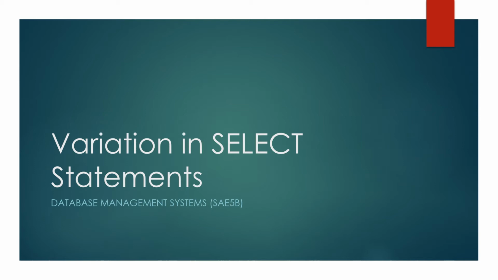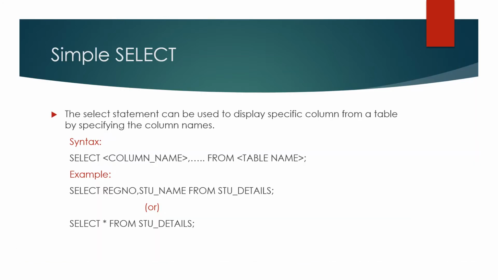Hello everyone, welcome. In this session, we are going to learn variation in select statements. A simple select statement. As we learned in the previous session, a simple select statement is used to retrieve the data from the table. It can be used to display a specific column from the table, or it can be used to display the whole table on the screen. And here is the syntax.